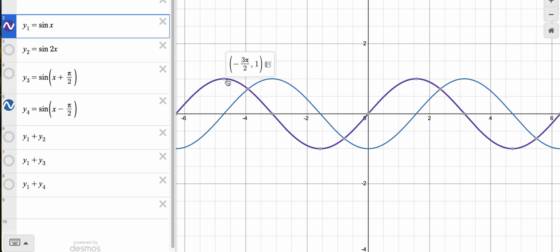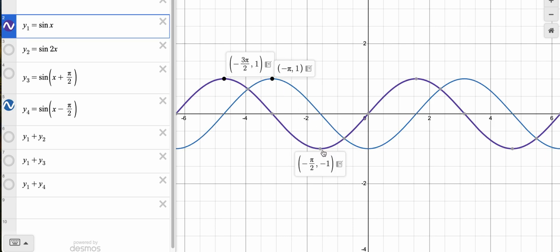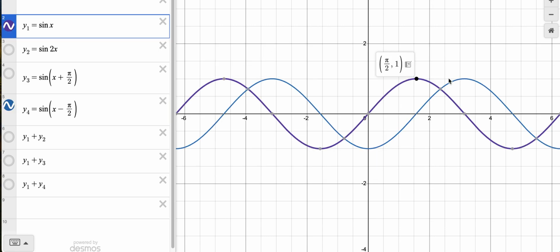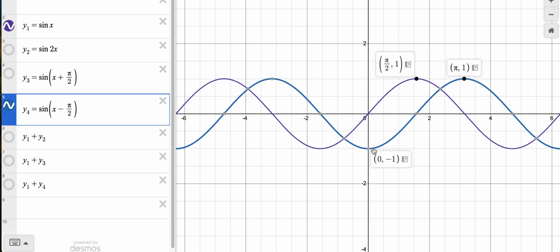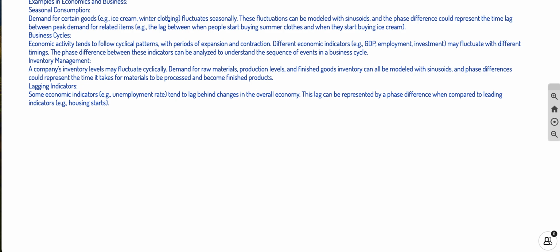Here again, look at the black graph and the blue graph and the purple graph. Again, if you compare the corresponding points, do you see how they are shifted with respect to each other? So that's what we mean by phase difference. They occur at different times. Can I have some examples from business or economics which do similarly?